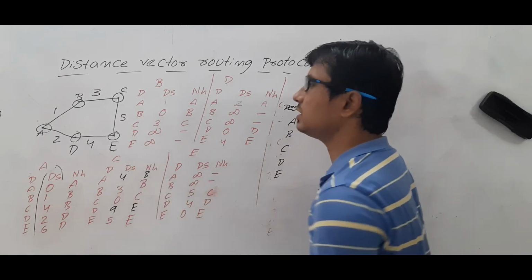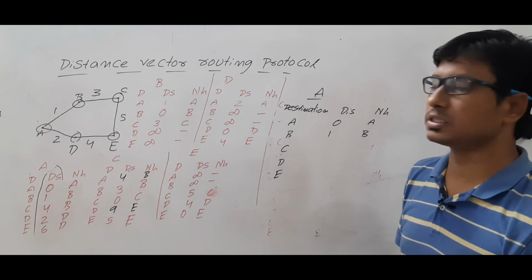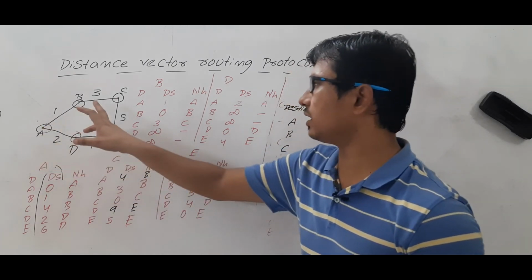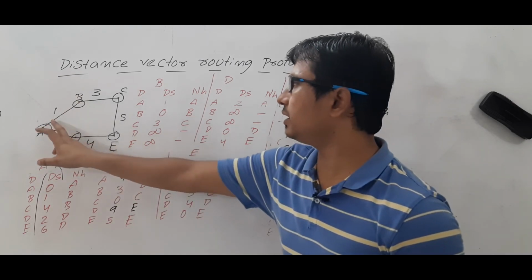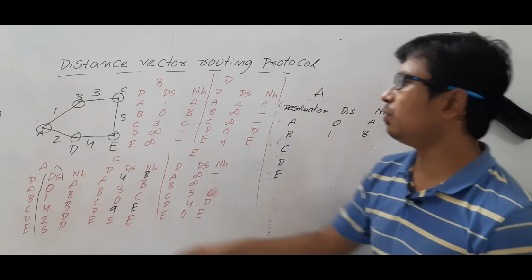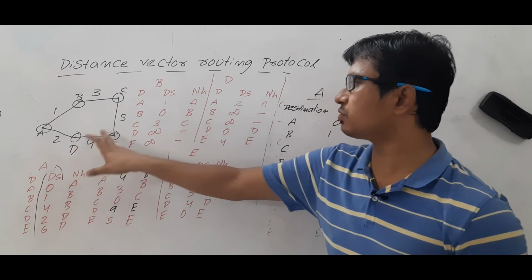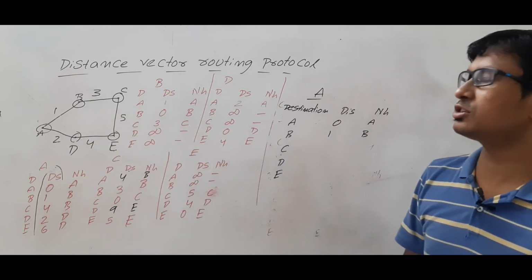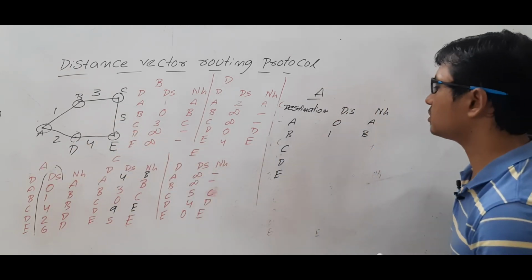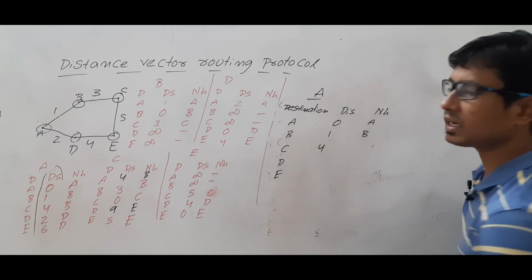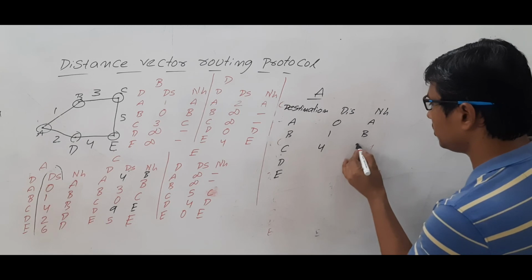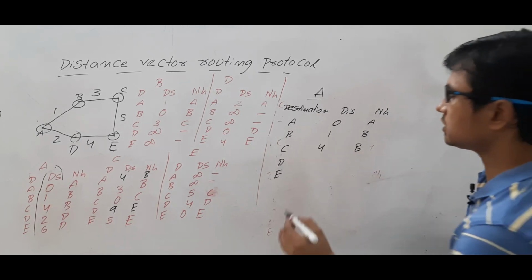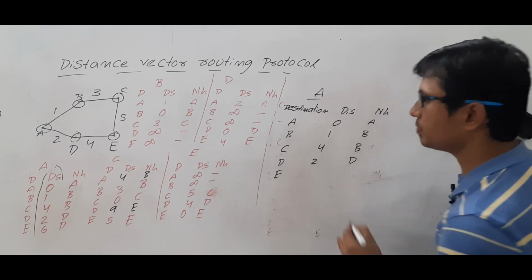Now A to C distance can be done in two ways. A can send the packet via B or via D. If I go via B, its distance is 4. Via D, it will be 2 plus 4 plus 5, which is 11. Which is smaller, 4 or 11? 4 is the smallest value. So A can send its packets to C with distance 4 with the help of B. And A to D distance is 2. The next hop is D.